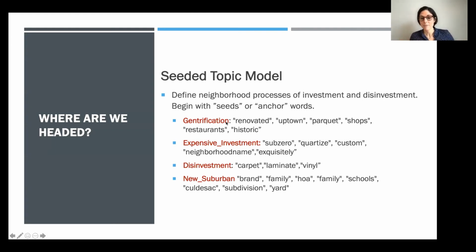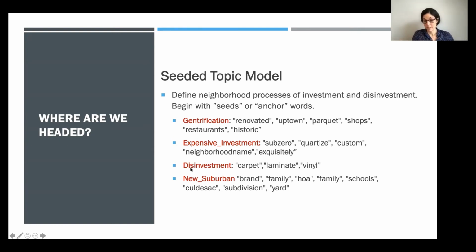And so we might feed it the seed words for gentrification. We could feed it renovated, uptown, parquet flooring, shops, restaurants, historic, and then say, okay, here are the seeds. Now go find the other similar words related to this. And then for another one, we might say, well, expensive investment. I wasn't feeling very creative, where we might have these Sub-Zero fridges, custom, the neighborhood name, exquisite.